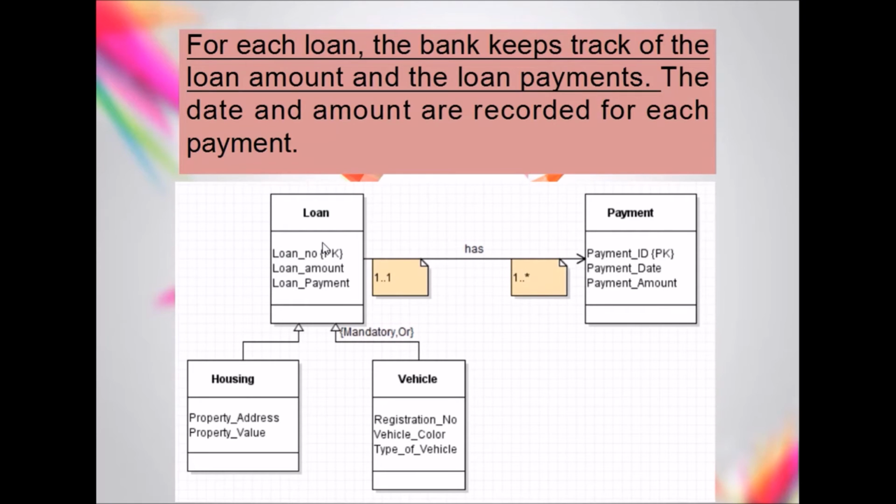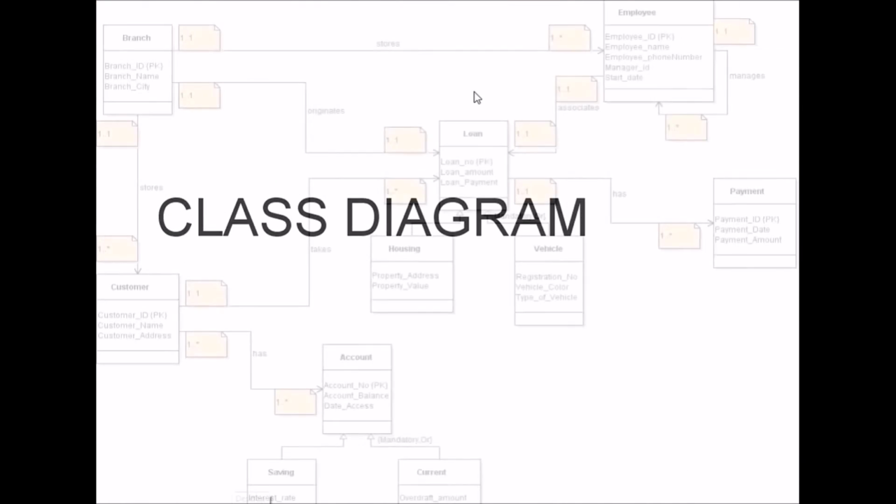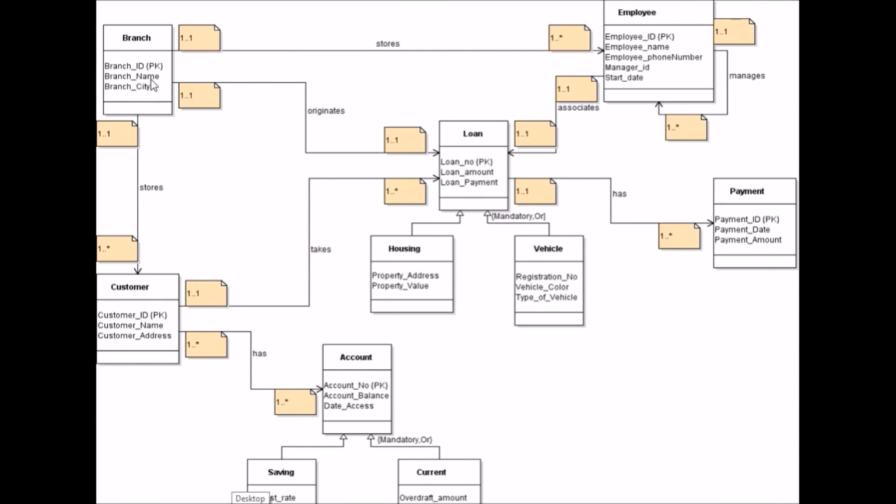So we can see that there are two subclasses under the loan, mandatory, they must have one, either one. They can have both or either one. So this will be the whole class diagram. You can see the summarized overall diagram: the branch, employee, loan, payment, vehicle, housing, customer, account. Okay, under the loan we have housing and vehicle. Under account we have savings and current.